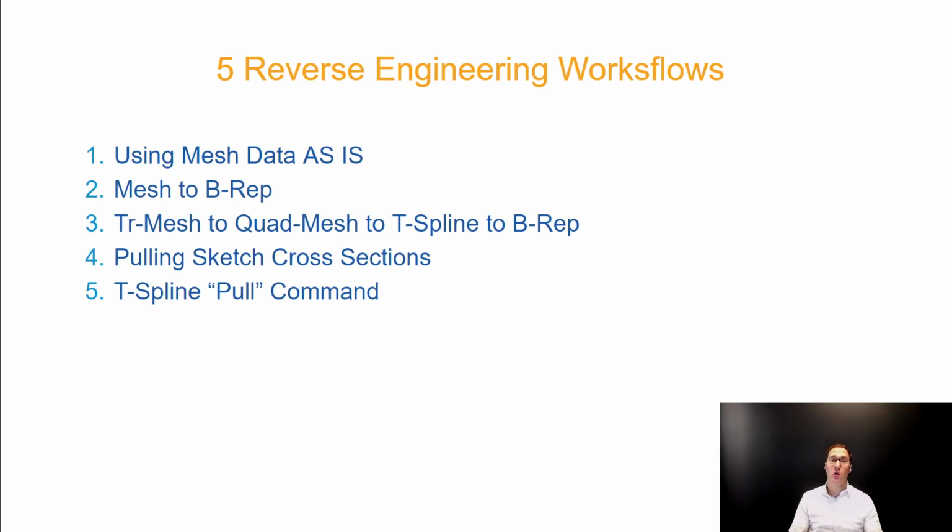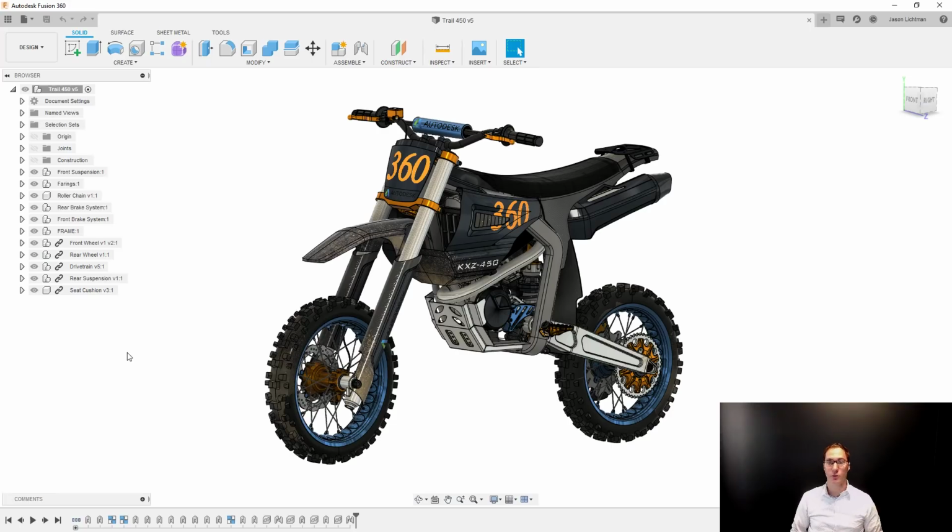We're also going to pull sketch cross sections, and then lastly, we're going to use T-splines to pull a T-spline to match a mesh as well. So let's jump into Fusion 360, and I'm going to show you all of these workflows.